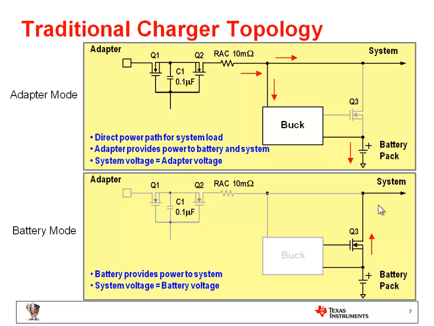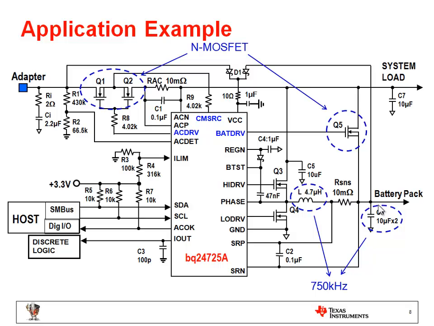When the battery is present, the single path is through Q3. So at that time, the system voltage is equal to the battery voltage. One of the catalog devices for the traditional power configuration is the BQ24725A. It drives the N-MOS AC FET and reverse blocking FET, drawn here as Q1 and Q2, and its battery FET Q5 is also N-MOS. By using N-MOS, we can save the customer cost on the total BOM.